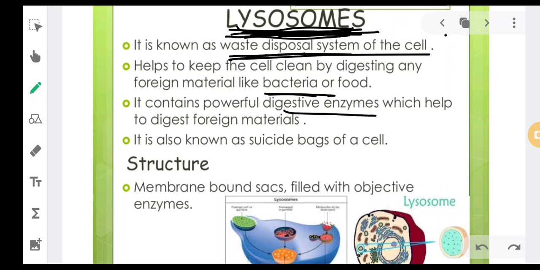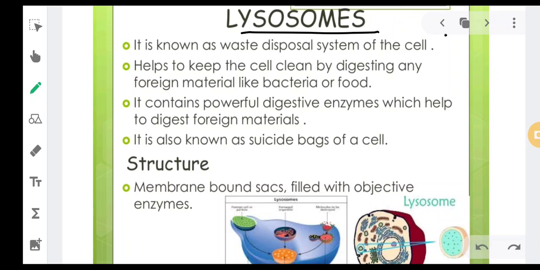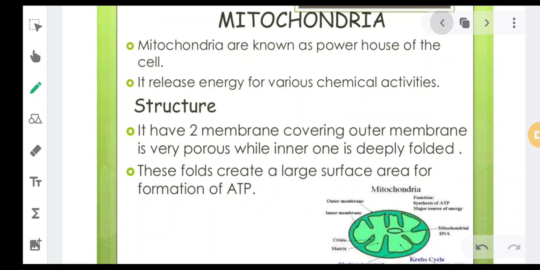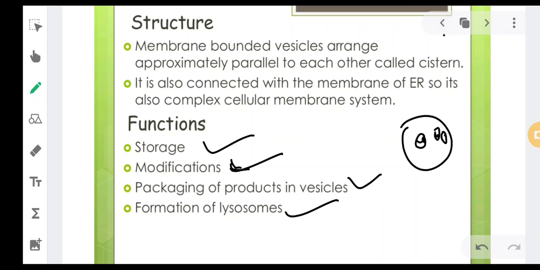Why they are called suicide bags of the cell, I will be telling you in the next video. But you need to know that if a question comes asking which part is called the suicide bag of the cell, you need to write the answer as lysosomes. Why this is called so, I will tell you shortly in the next video. That is very important. So this was regarding lysosomes.